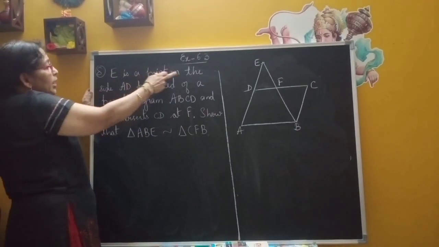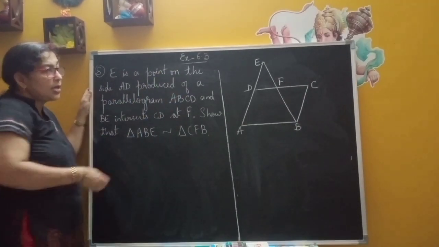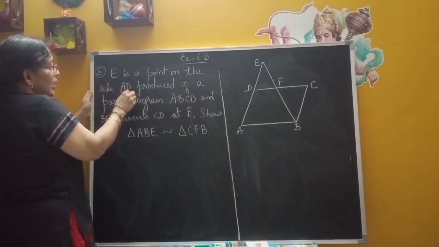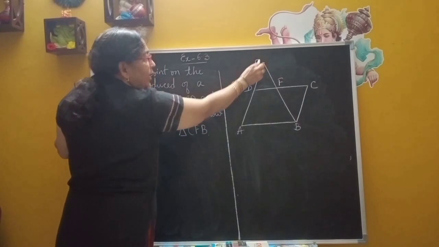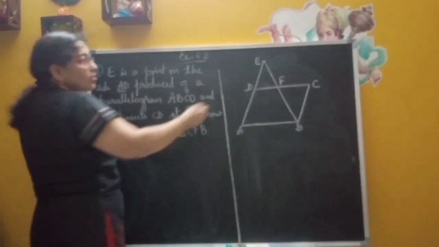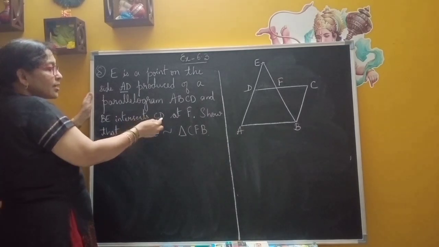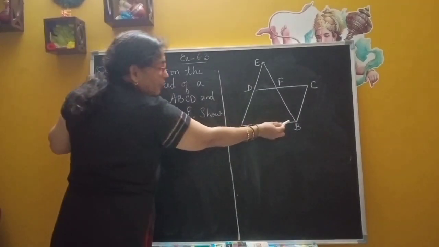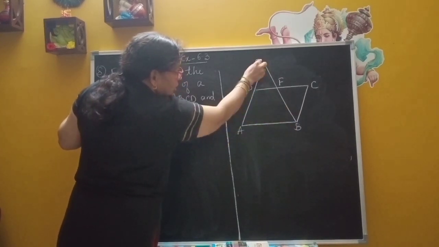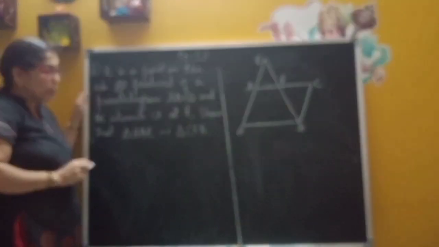E is a point on the side AD produced of a parallelogram ABCD. See, we have a parallelogram ABCD. Then which side is produced? This AD is produced, extended till the point E, a point on the produced part of AD. Then BE intersects CD at F. So if we join a line from B to E, it intersects the side CD at the point F. That is the question.